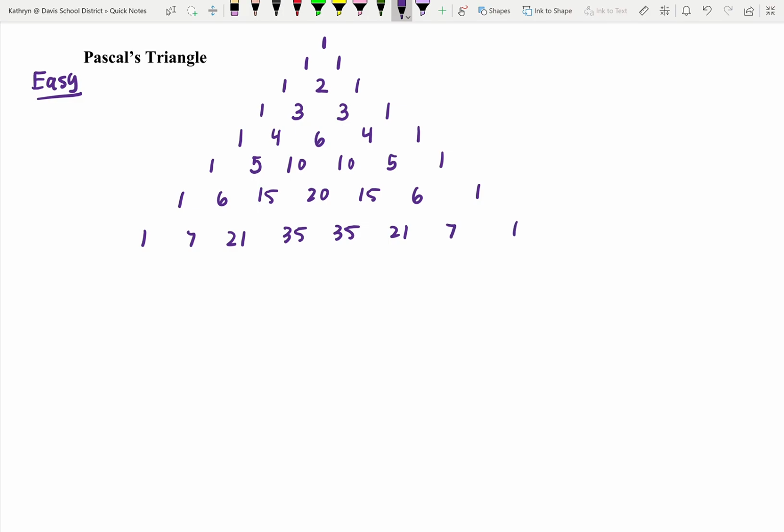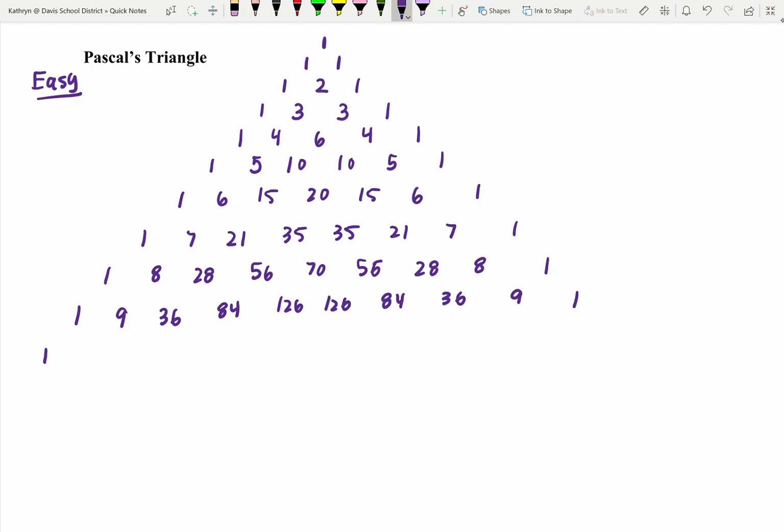I think I have to go further. 1, 8, 28, 56, 70, 56, 28, 8, and 1. 2 more lines, I think, is what we have to do. 1, 9, 36, 84, 126, then it starts repeating. 126, 84, 36, 9, and 1.